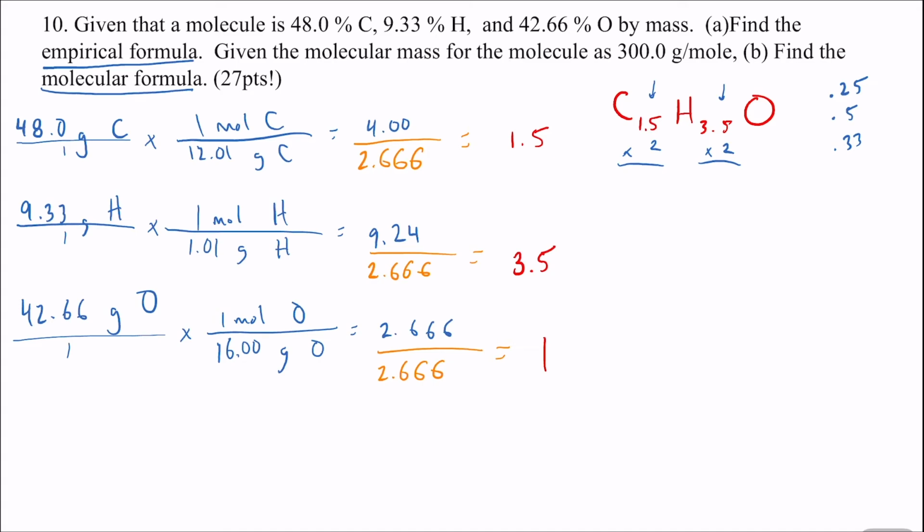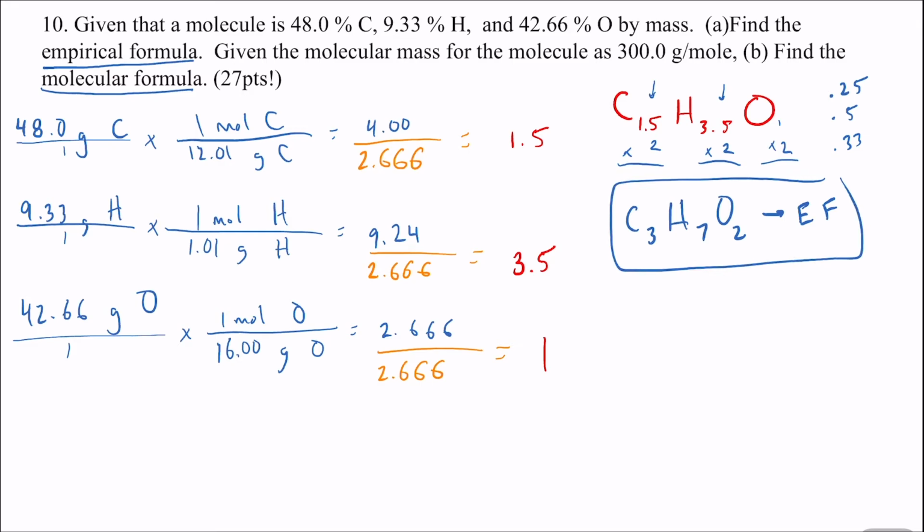Okay, so let's multiply these by 2, and that's going to give us C3H7O. Don't forget you have to multiply this by 2 as well, O2. So that's going to be our empirical formula. And that is A. A was figure out the empirical formula.